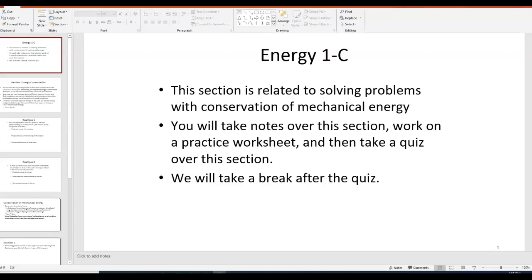Okay, so in this video, we're going to be talking about energy 1C, which is related to solving problems with conservation of mechanical energy. Now, this is going to be the last section in the energy unit, and probably the section involving the most math. So definitely make sure you take good notes, pay close attention, and ask questions if you need things clarified.